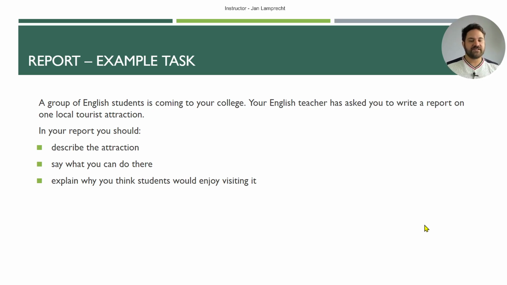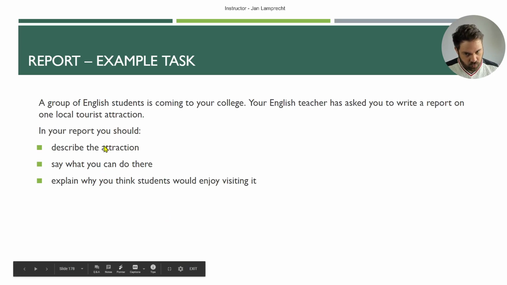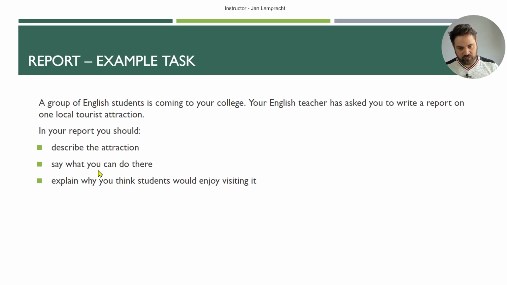Okay, so now, here's an example task for you. A group of English students is coming to your college. Your English teacher has asked you to write a report on one local tourist attraction. So, in your report, you should describe the attraction. Say what you can do there. Explain why you think students would enjoy visiting it. You have to include all three of these details in your report. Yes or yes.